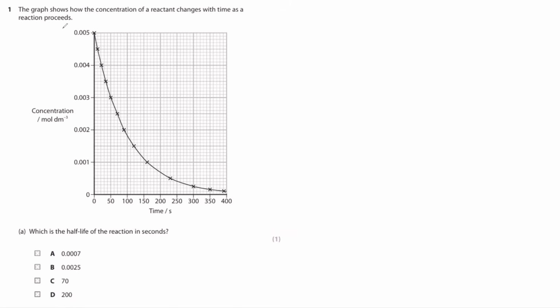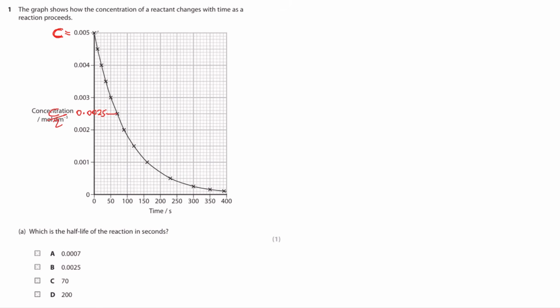Half-life means, let's assume you take a concentration C, the time it takes for that concentration C to become half of its original value. So the concentration C is 0.005. You can take any point. So I'll take C as 0.005. Then you have to take half of it, so C divided by 2. Half of 0.005 is 0.0025. This is the point where I get 0.0025.